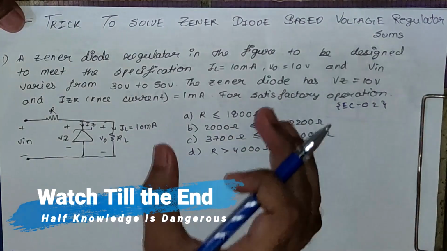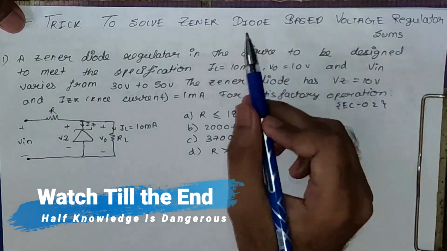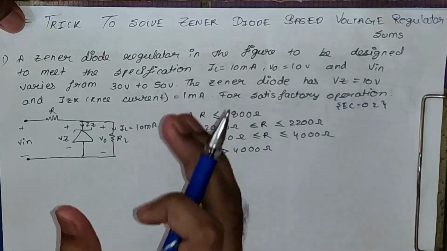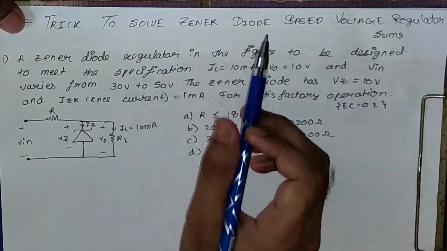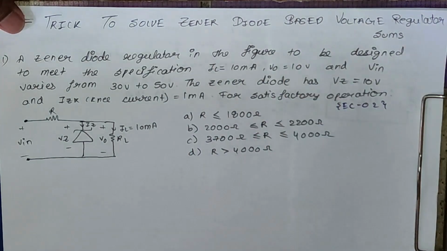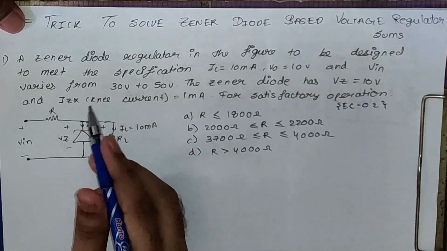Let me tell you, I am assuming that you know the basic concept of the Zener diode based voltage regulator. If you don't know, you can watch my previous video that was fully dedicated to the concept of the Zener diode based voltage regulator. You can find the link of that video in the I button. So let's start the solution.